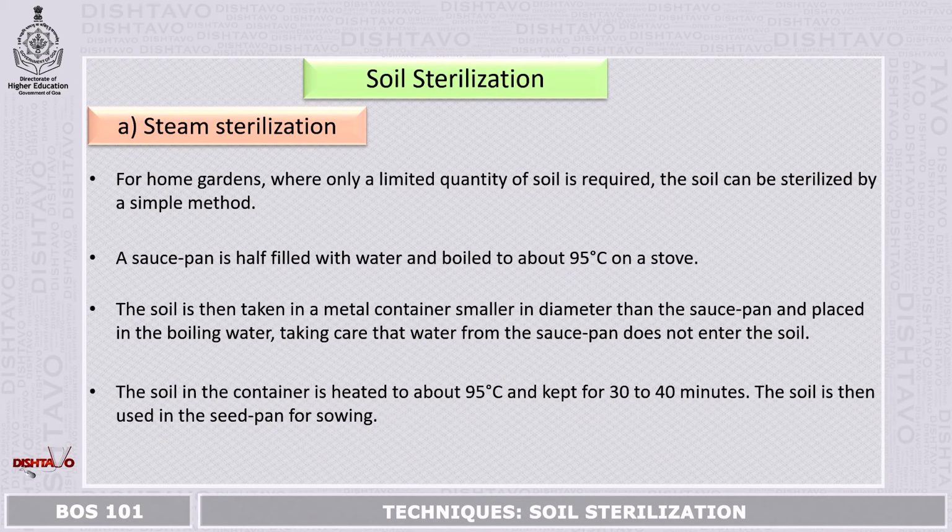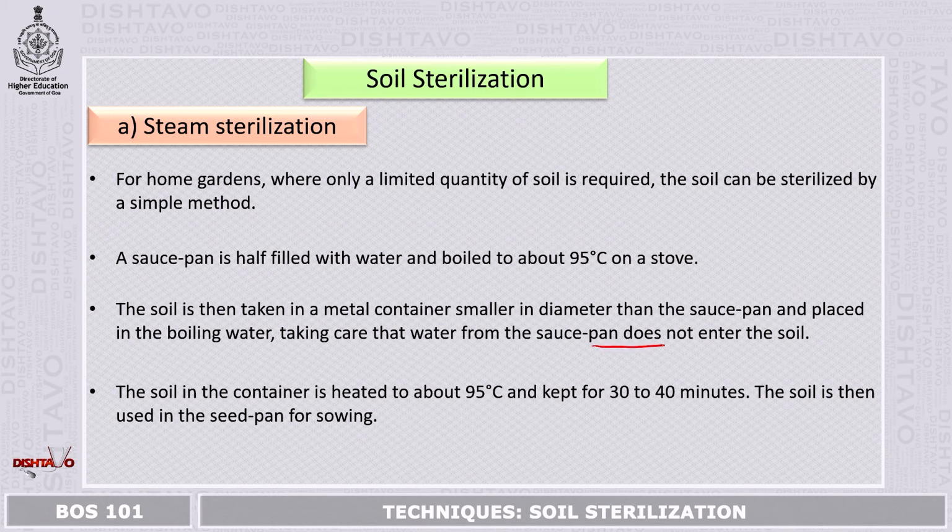When we come to steam sterilization for home gardening, where only a limited quantity of soil is required, the soil can be sterilized by a simple method. We can do it at home directly. A saucepan is half filled with water and boiled to about 95 degrees Celsius on a stove. The soil is taken in a metal container smaller in diameter than the saucepan and placed in the boiling water. You should take care that water from the saucepan does not enter the soil.